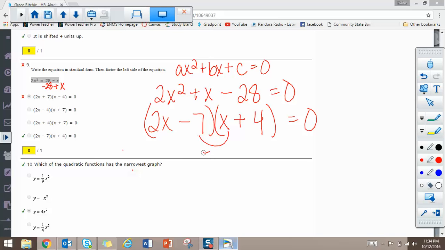This gives us negative 7x. This gives us positive 8x. I'm multiplying those together. And now when I add them, the inside and the outside term, that's the 1x that you're trying to get here. So it is in fact that fourth option, this one right there.